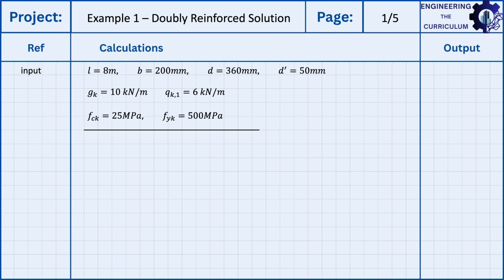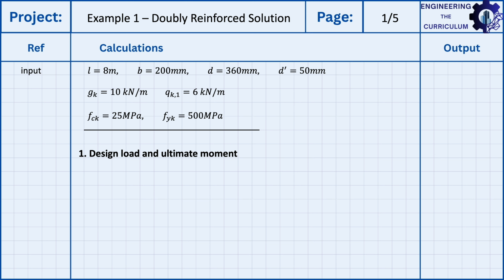So let's start with a solution of this doubly reinforced beam. You can see here that I'm doing it on calculation sheets where you have on the left-hand side the reference. So where from the Eurocode, for example, have you taken the equations from, in the middle the calculations, and any output that we're taking forward on the right-hand side. So here I've just put all the input that we already went over into the sheet.